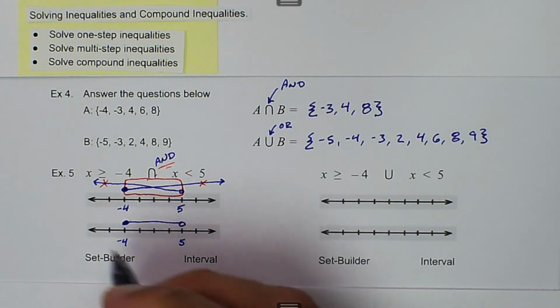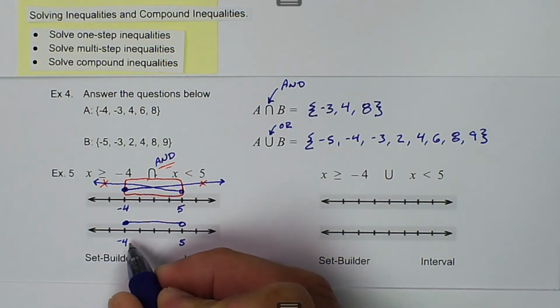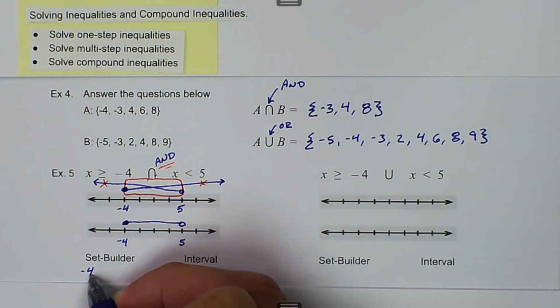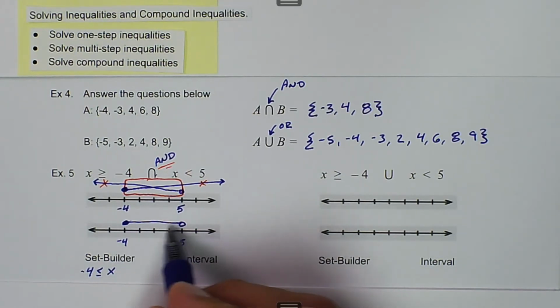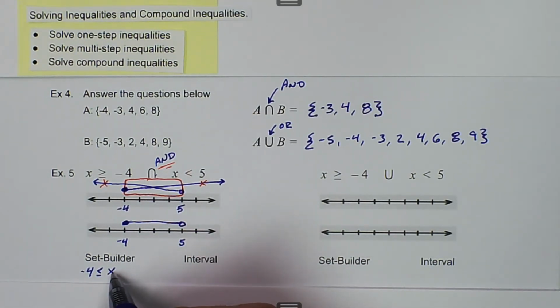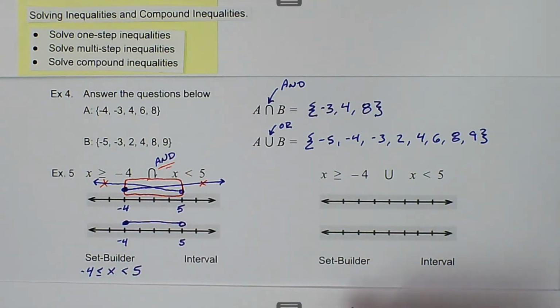Set builder notation. We would start at -4. We always start at the bottom. -4 is included. The variable, any number in between these is fine, so we'll represent that with x. And then it has to be less than 5. 5 is not included because we have an open dot.